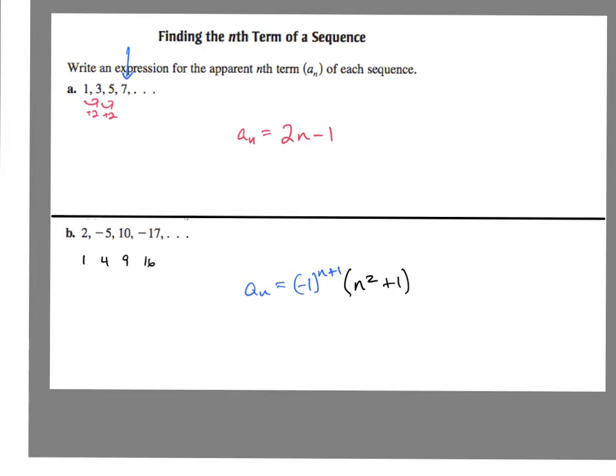I want to do another one. So let's say we have 4, 8, 16, 32. I need to write my nth term. What's happening? It's multiplying by 2. All right? So each term is being multiplied by 2.